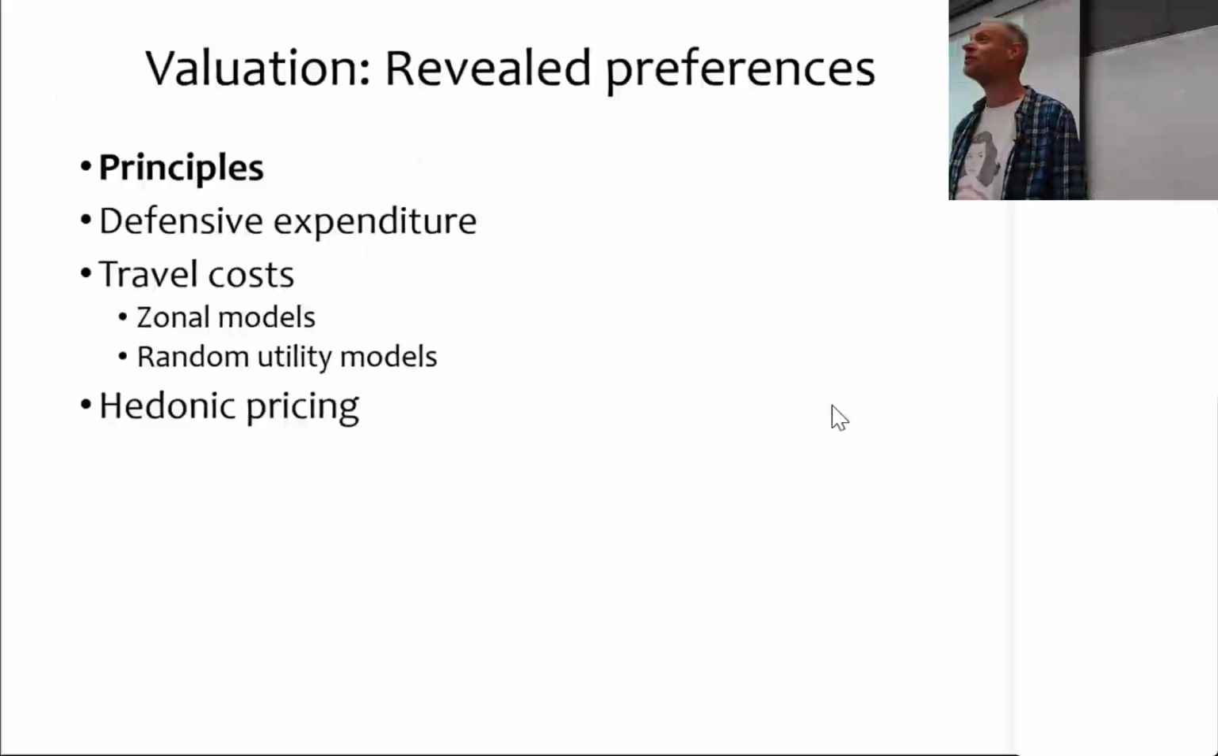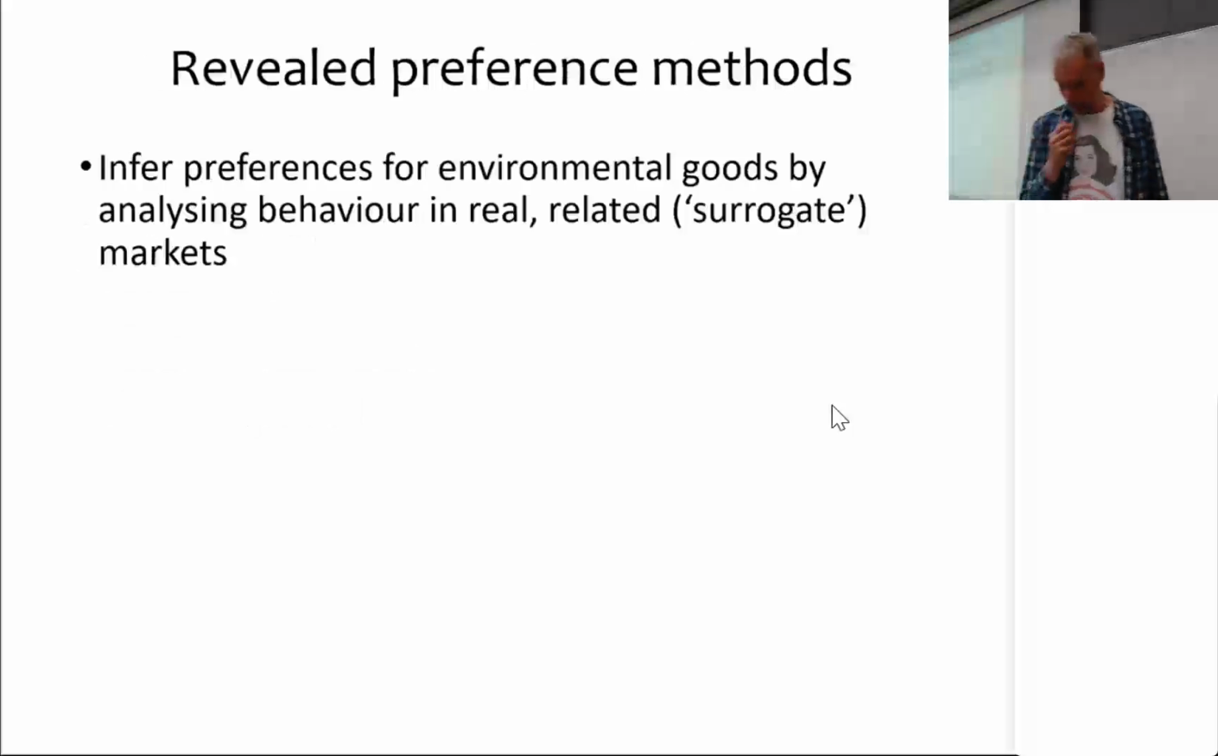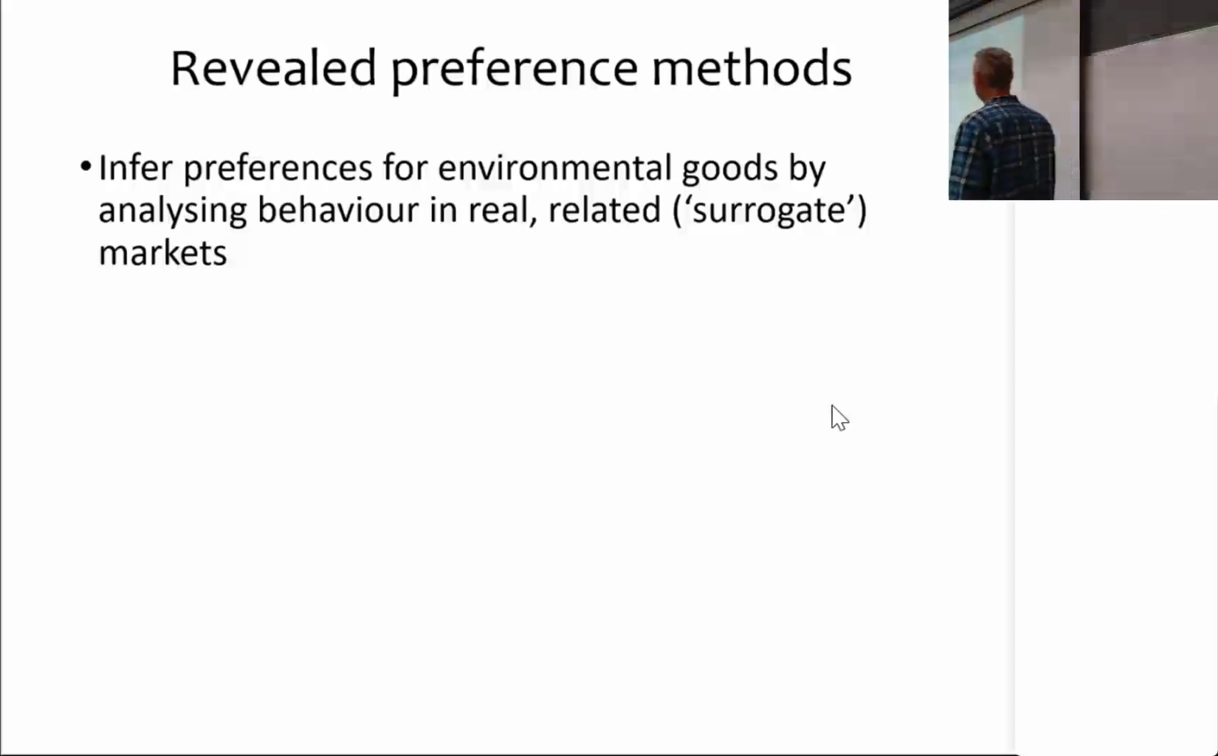First, some principles for revealed preference methods. Essentially, the idea here is that we are trying to estimate the price, or people's preferences, perhaps better put, for environmental goods and services, by looking at their behavior in so-called surrogate markets. The word surrogate is here because it's a surrogate for the missing market in environmental goods and services. We are looking at real markets, but that can be interpreted as related to the environment.